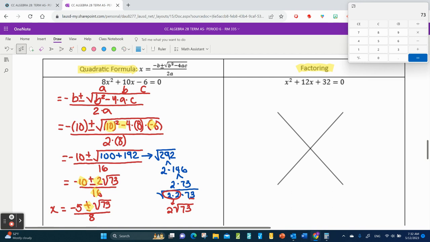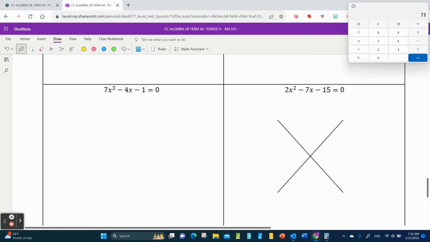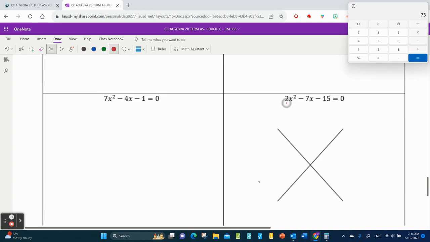Now I'm going to move into the factoring. Now for the factoring, let me double check this. Let me fix this real quick. I'm going to pick a different question for that. So let's see here. I'm going to select this question. So starting with the 2, I'm going to go up to 15 and I'm going to multiply that.